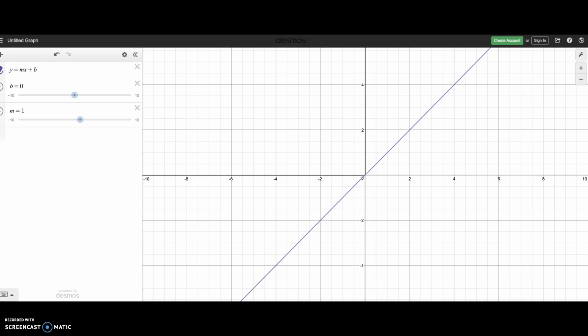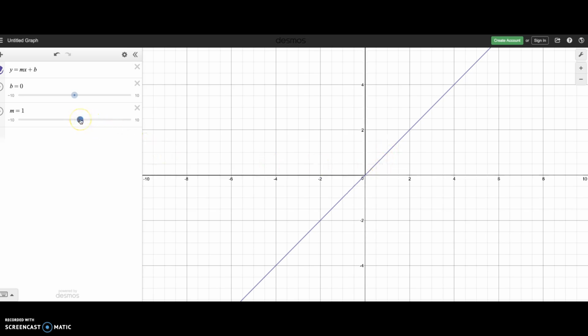And now watch this line. This is just a standard line. It says y equals mx plus b. Right now, b, the y-intercept, is 0. So it's crossing right there at the origin. And the slope right here is 1, meaning it goes up 1 over 1 each time, positive 1.